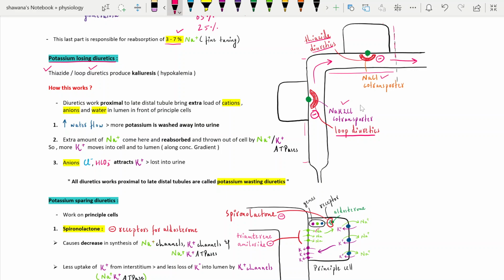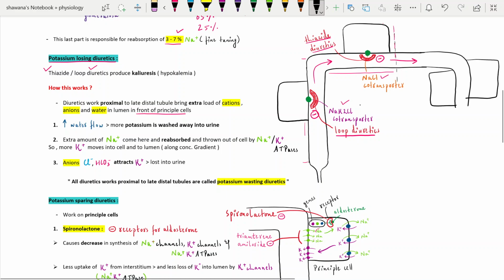What does it mean? It means that these diuretics will bring an extra load of cations, which are sodium, anions, which are chloride and bicarbonate, and water in front of the principal cells, because principal cells are present in the late distal tubule, right? Principal cells are present somewhere here and here. So under the influence of the loop diuretics and the thiazide diuretics, they will bring an extra load of cations and anions in the lumen in front of the principal cell tubules.